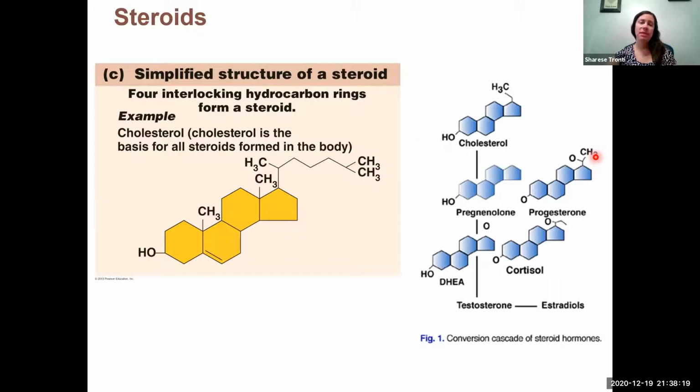Another type of lipid is steroids. A steroid is going to have these 4 interlocking hydrocarbon rings. So it's going to have this shape. If you see this shape, think about the steroid. Mostly I just want you to be able to recognize steroids. Also know that we have hormones that are steroids. We also have steroids in our cell membranes. So those are a couple of examples of steroids.